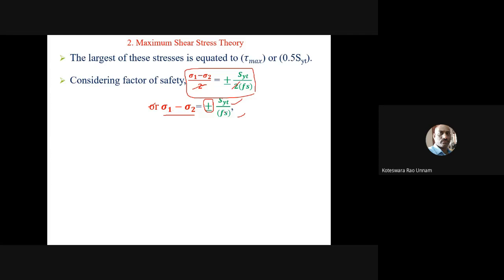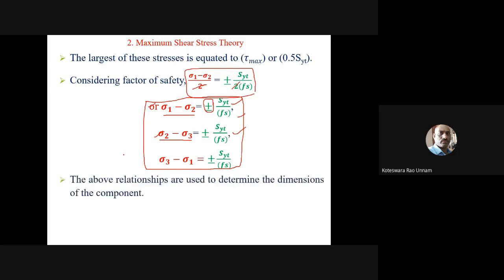Then what about tau 2, 3 and tau 3, 1? If I write the expression for tau 2, 3, this is going to be the failure equation. Similarly, in this case also the 2s will cancel out. You will get sigma 2 minus sigma 3 is SYT by Fs, and sigma 3 minus sigma 1 is equal to SYT by Fs. These are the failure equations in the case of a triaxial state of stress, meaning on all three planes. Using these relations, we'll compute the dimensions of the component.